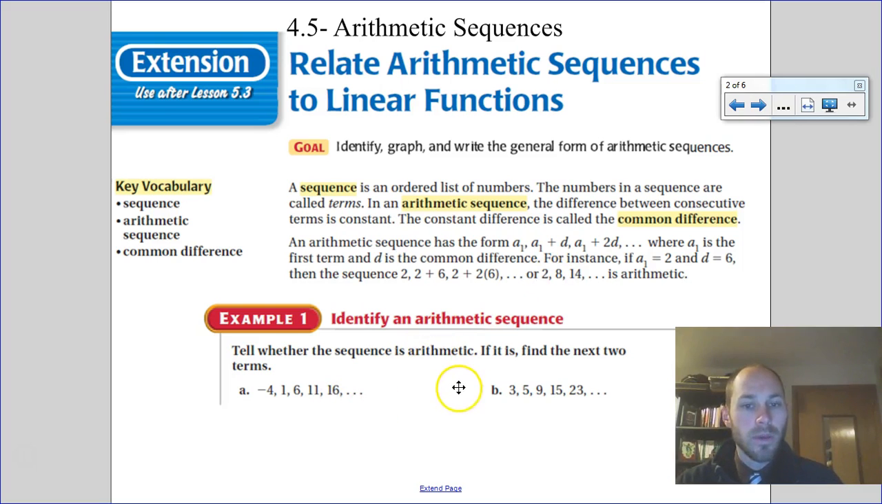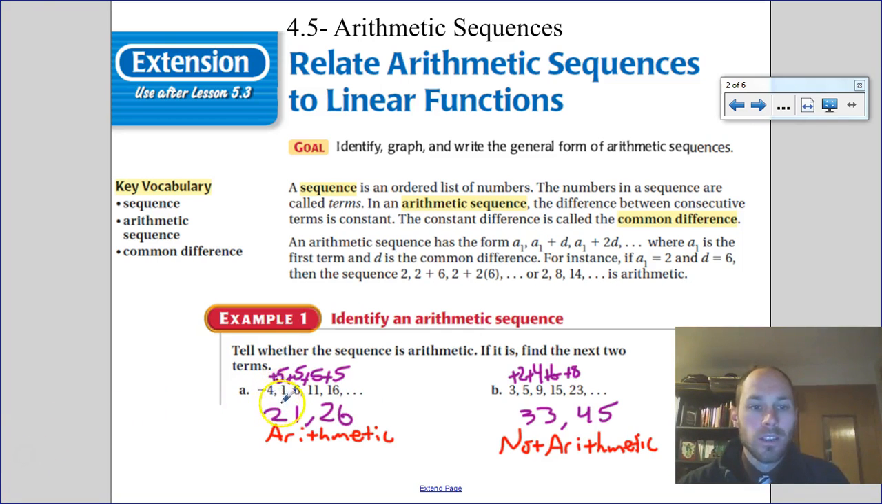So take a look at these two patterns, see if you can figure out the pattern, and then determine if it's arithmetic. Pause the video and restart when you're ready. Okay, so in the first sequence, we see the numbers are increasing by 5. So the next term would be 21. The term after that would be 26. And that would be an arithmetic sequence because we have a common difference of 5. We're adding 5 every time.